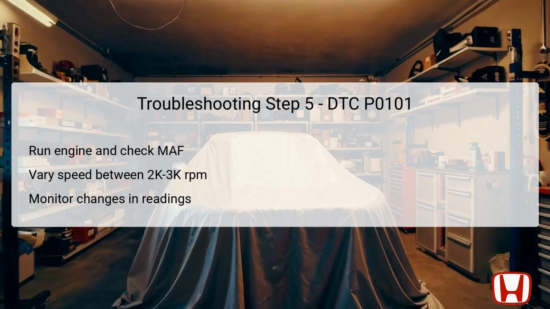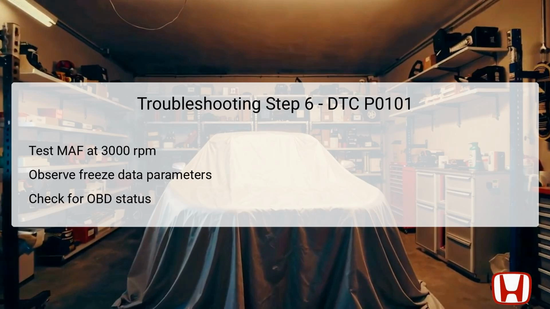In the fifth step, the engine must be started to check the MAF sensor's output while the vehicle is running. After starting the engine, vary the engine speed between 2,000 and 3,000 revolutions per minute, RPM. During this period, use the HDS to monitor the MAF sensor data list and check for any changes in the readings. If the MAF sensor reading does change in accordance with the variations in throttle position, this indicates that the MAF sensor is functioning correctly at this point. If no changes are noted, the sensor may still be at fault, suggesting the need for its replacement as indicated earlier in the diagnostic process.